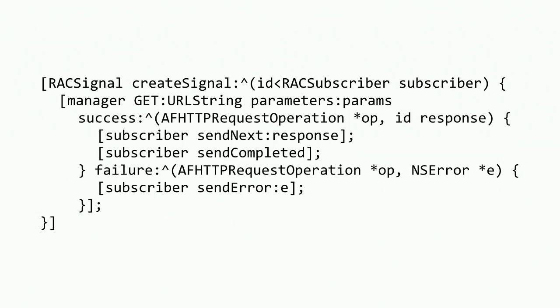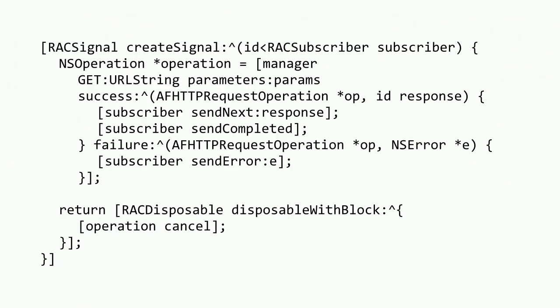We've got a reference to manager somewhere. That's an AFNetworking manager. You could compose this into a class of your own. That could be an instance variable or property. So we call the method, and now inside of our success and failure blocks, we're doing what we saw previously. We're sending next with the response, completing, or if there's an error, we're sending error. Now this is missing disposal.